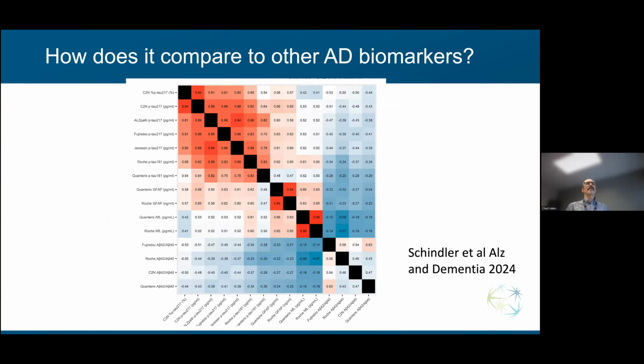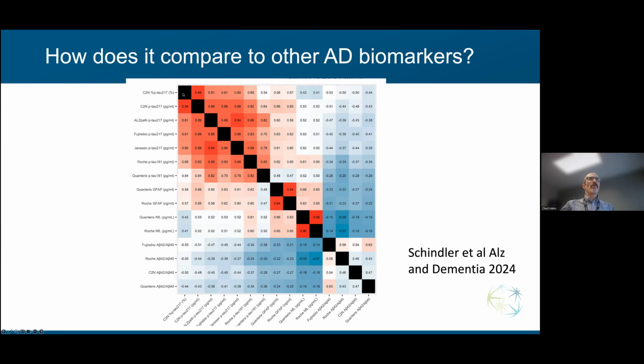Here's another way to display data, and so just to orient you to this figure, this is taking multiple plasma tau as well as other markers, so GFAP, glial fibrillary acidic protein, neurofilament light chain, some other ratios down here. And this is a heat map where it's correlating those individual assays with all the other assays to say, well, how well do these all kind of cross-correlate with one another? And this is multiple assays, multiple platforms. I'm not endorsing any one particular assay or any one particular platform, but just showing you the data.